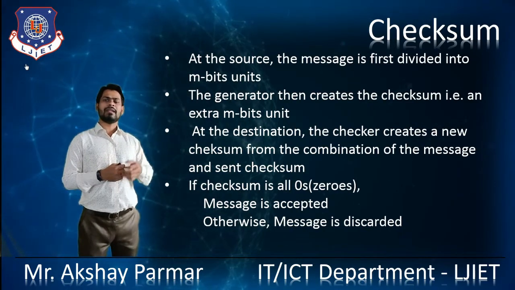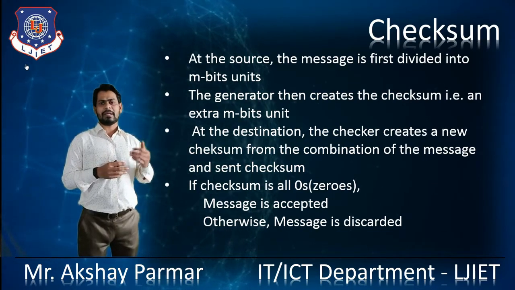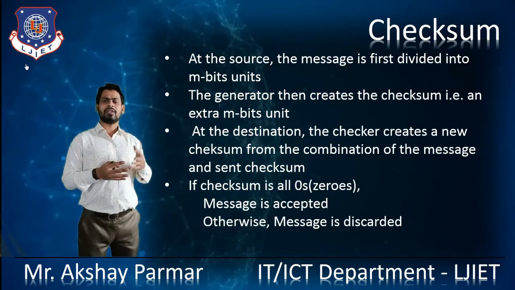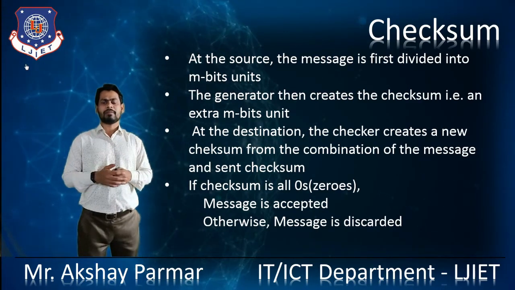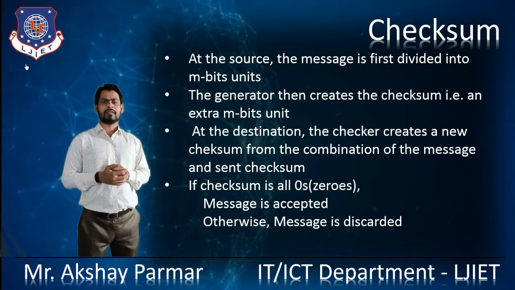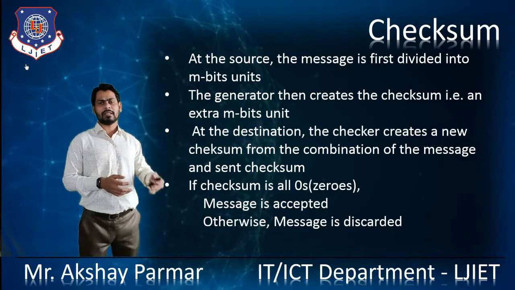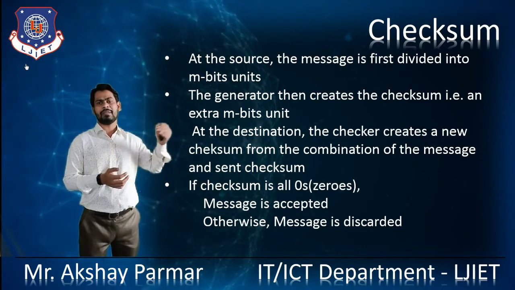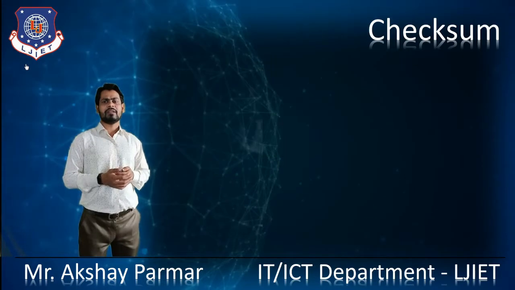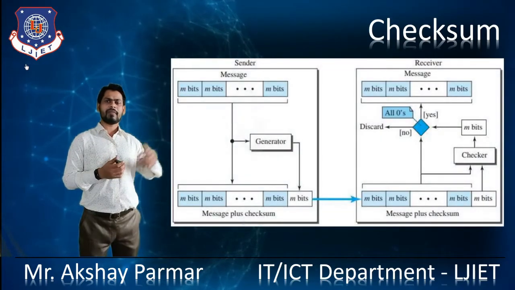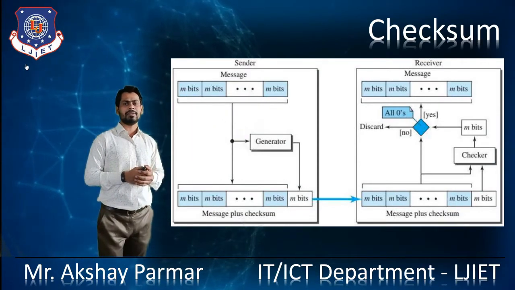Those are the tasks performed at the source, and those are the tasks performed at the destination. At the destination, if the checksum is all zeros, the message is accepted. We can say that there is no effect of error, and the data is received as the sender has sent it. Otherwise, we simply discard the whole message. That's how we accept or discard the message with the help of the checksum technique. Let's see how it works at the sender side. You can see that we have n bits of the data sequence to be sent.